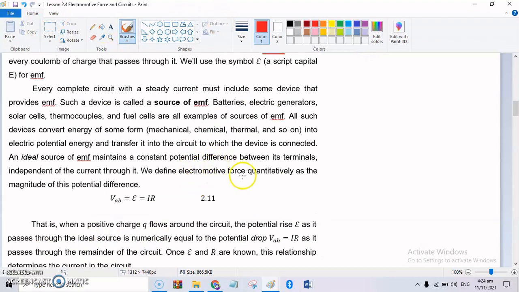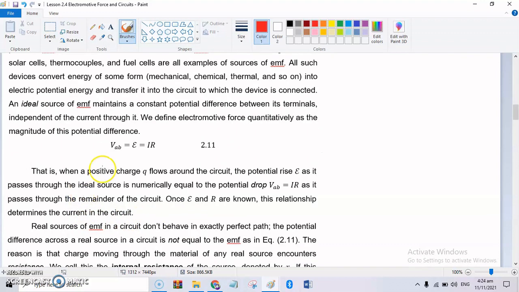We define electromotive force quantitatively as the magnitude of this potential difference, and the relationship between the potential difference, VAB, is equal to EMF is equal to IR. That is, when a positive charge Q flows around the circuit, the potential rise as it passes through the ideal source is numerically equal to the potential drop VAB. Okay, so this relationship applies to all.